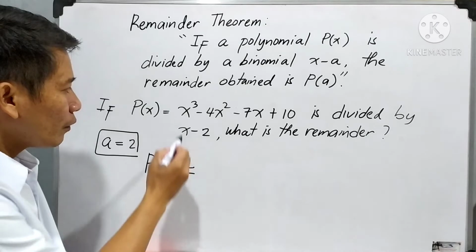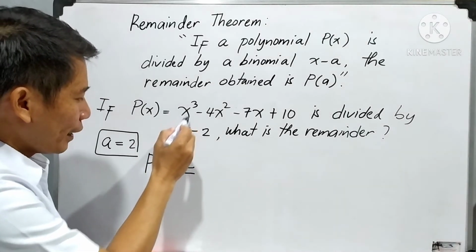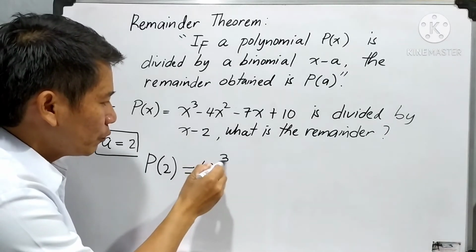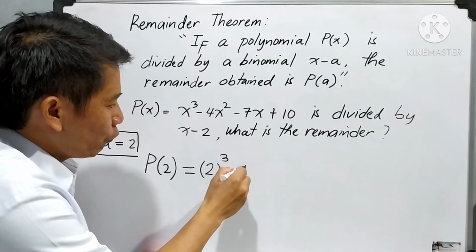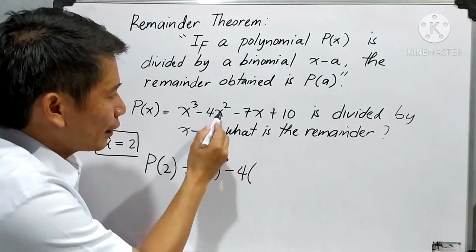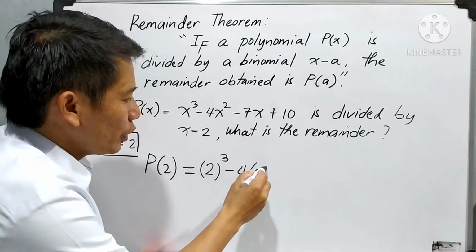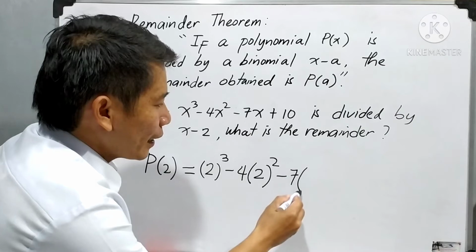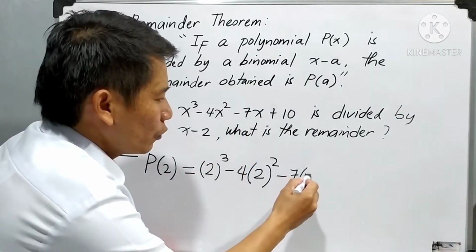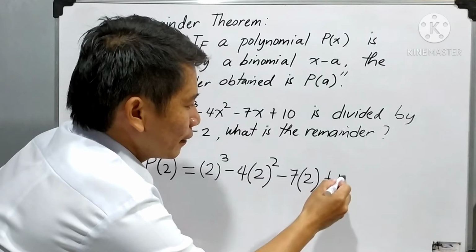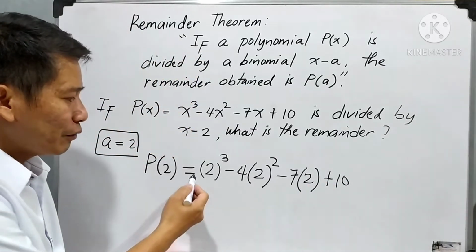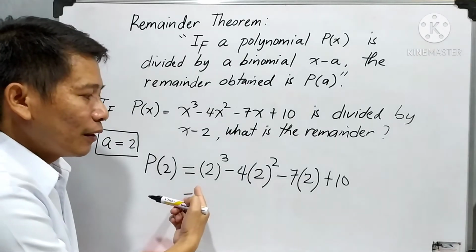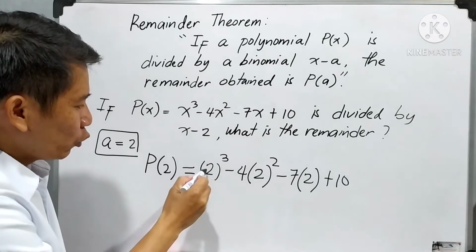Okay, let's do it. So we have here x. Our x is now replaced by 2. So this will become 2 cubed minus 4 times, again your x is 2, 2 squared, minus 7 times, again x is 2, plus 10. Okay, after substituting x's with this 2, let's perform the operation. So we have 2 cubed.